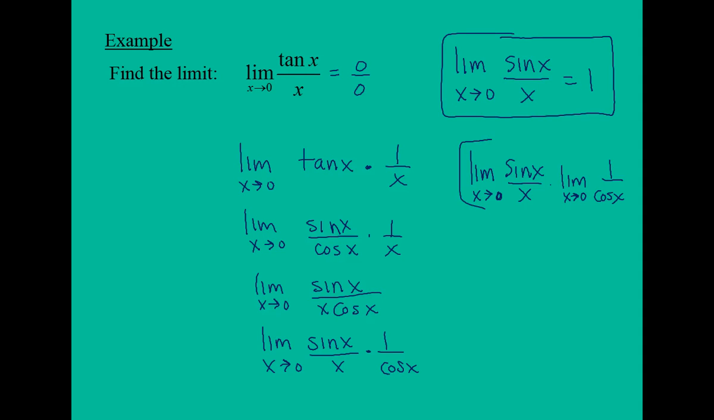We know this equals 1 times, we know the limit of 1 over cosine of x as x goes to 0. We can just use direct substitution. We get 1, and we have found our limit. So our conclusion is the limit of the tangent of x divided by x as x approaches 0 equals 1.